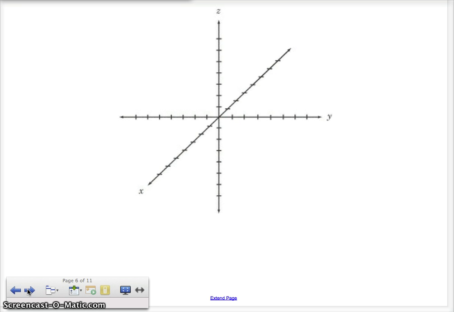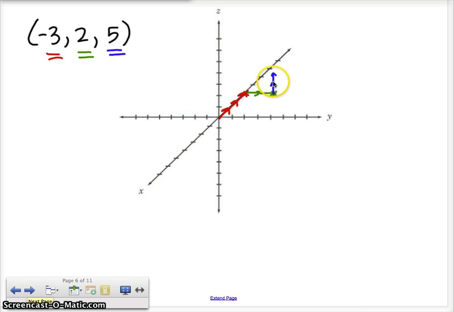The next one says, what's the next one say? -3, 2, 5. All these negatives on the x. Sorry, people. -3, here we go. Back, 1, 2, 3. That's where the x took us. +2 on the y. That means we go right, 1, 2. Yeah, the y drops us there. And then 5, holy guacamole. 5 on the z. We're going to go up, 1, 2, 3, 4, 5. The z dropped us right there. Our point, -3, 2, 5, looks something like that.